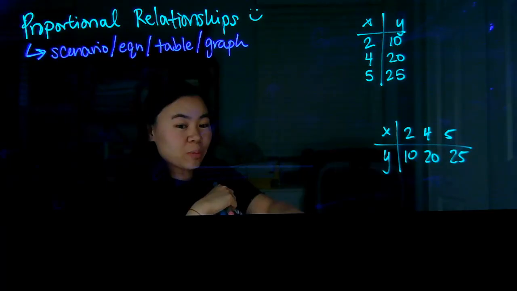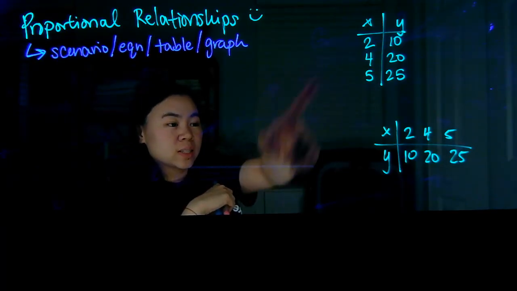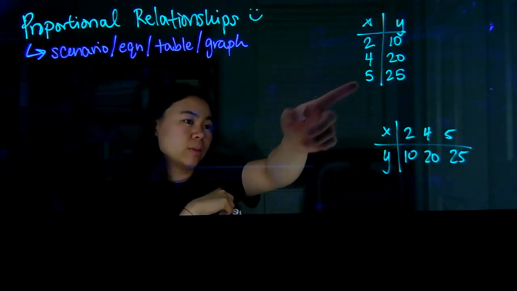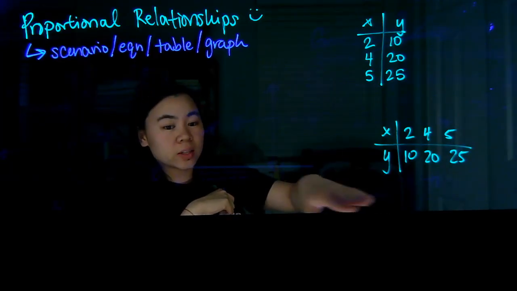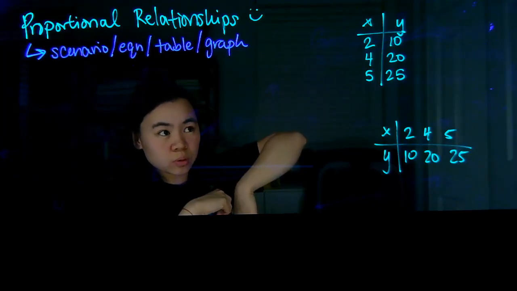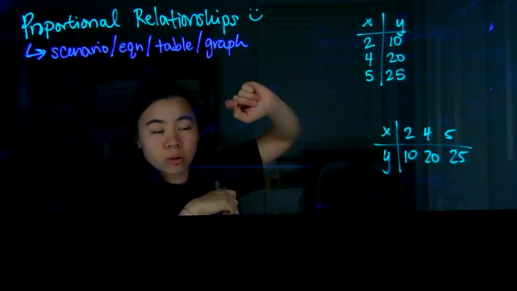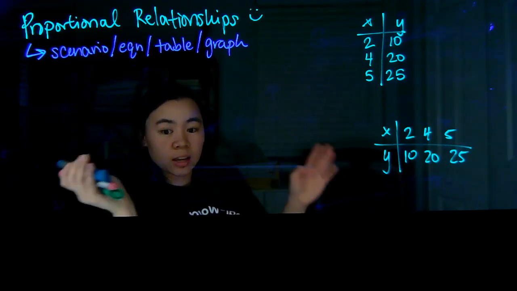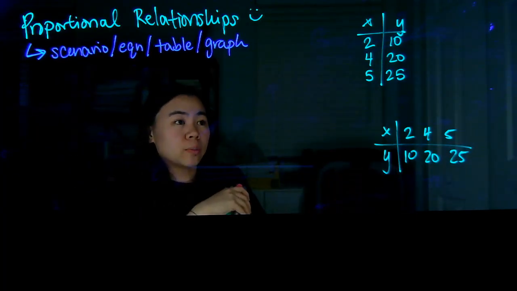Okay, so this is the same relationship. X is 2, y is 10. You can see x is 2, y is 10. We have 4 and 20, 5 and 25. It's the same relationship. You can see ratio tables or input-output tables, XY tables, however you want to say it, vertically or horizontally. But you're going to do the same thing to figure out your equation or plot your points.